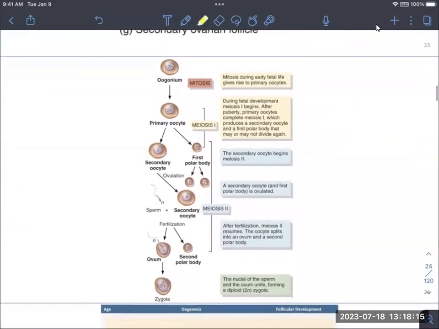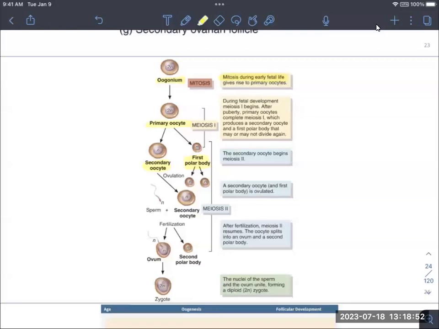Here is the stage of meiosis. So we get this oogonium. This is a cell that has all 46 chromosomes. They will first go through mitosis. This is during fetal development. This is what gives us this primary oocyte. This primary oocyte, once it starts meiosis, will give us the secondary oocyte. The larger cell becomes the secondary, the smaller one becomes this polar body.